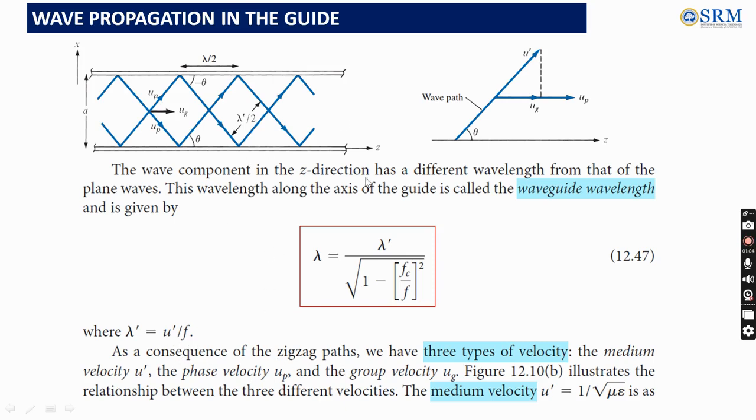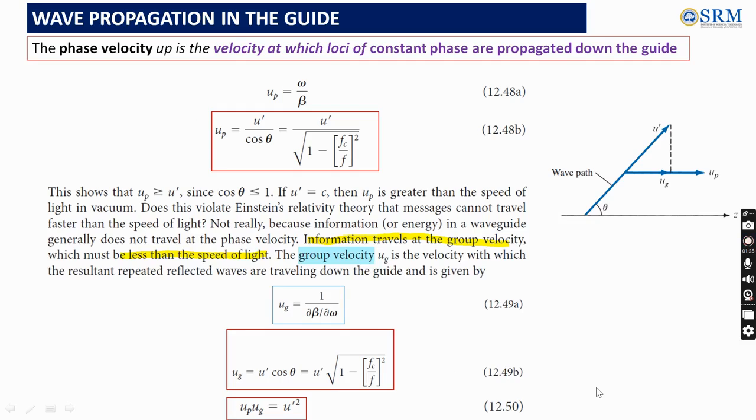Because of the zigzag path, we have three different velocities. Along the wave path, we have the medium velocity u dash, and we have the phase velocity and the group velocity. The relation between the three velocities is depicted here. The medium velocity, we know, is u dash, which is equal to 1 by root of mu epsilon.